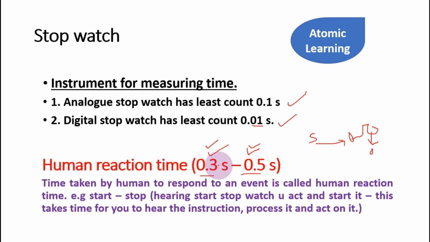Suppose that your human reaction time is small, you are driving a car and there is a kid running in front of you. Then you look at the kid, you definitely press the brakes. When you apply the brakes, you will stop in time. But if the human reaction time is more, then you will take a longer time to press the brake, to respond to the event and stop. Then definitely there will be an accident.